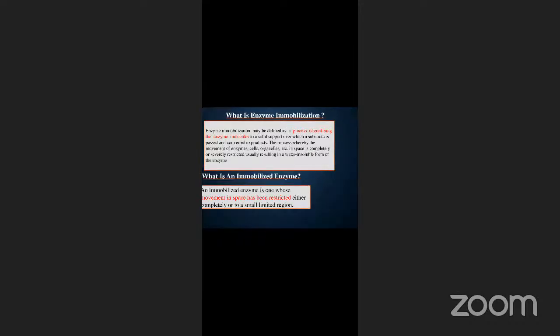Enzyme immobilization is a process of confining the enzyme molecules to a solid support over which the substrate is passed and converted to product. The process thereby involves restricting the movement of enzymes, cells, organelles, etc. in space completely or severely, resulting in a water-insoluble form of the enzyme. So now the enzyme is not soluble in water but is present on a substrate. So what is an immobilized enzyme? It is an enzyme whose movement in space is restricted.